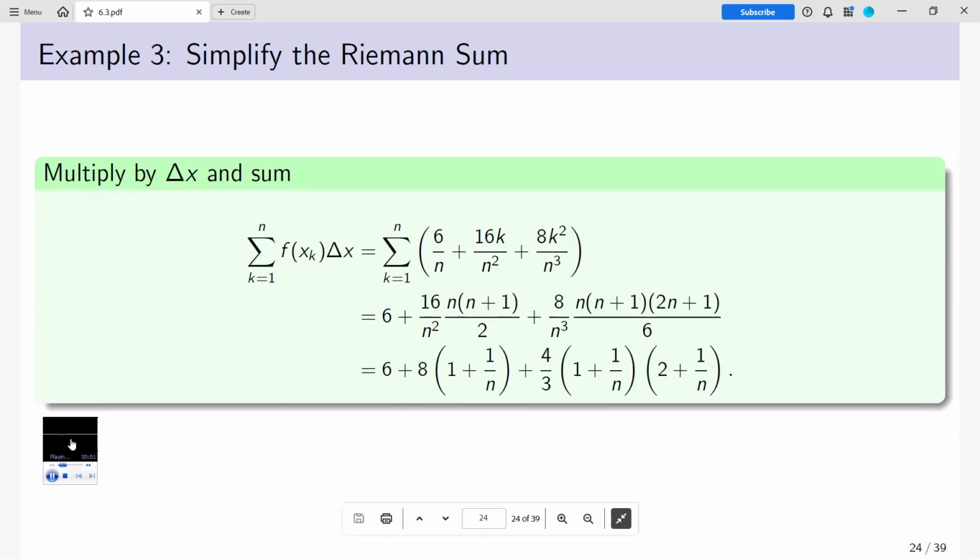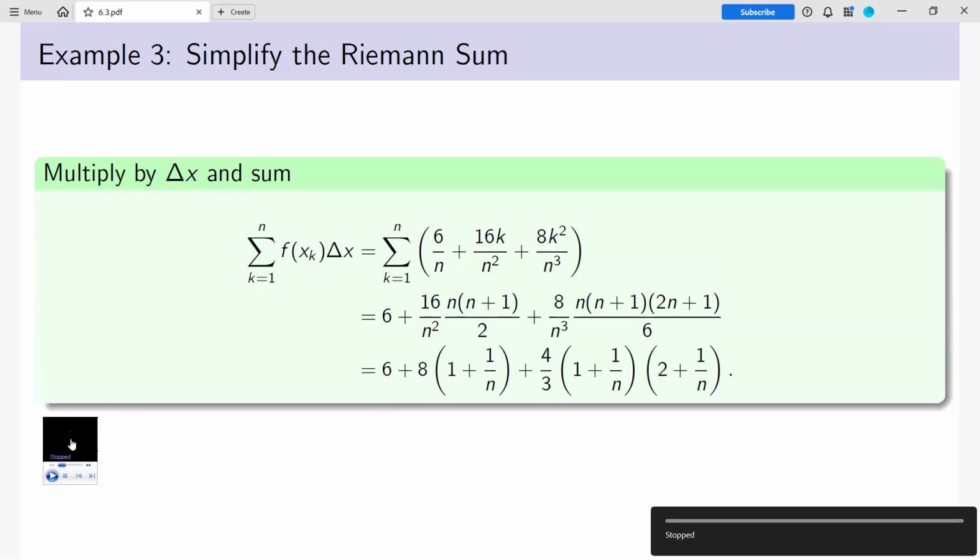We split the sum, apply the formulas for k and k squared, and simplify. The expression now contains only n, so the sigma notation has completed its job. Sigma can go home now. Take care, sigma.